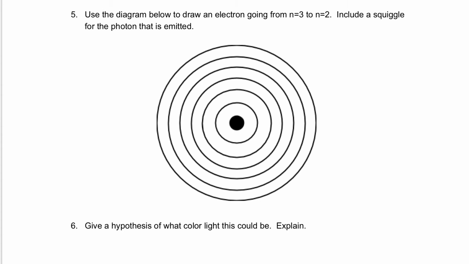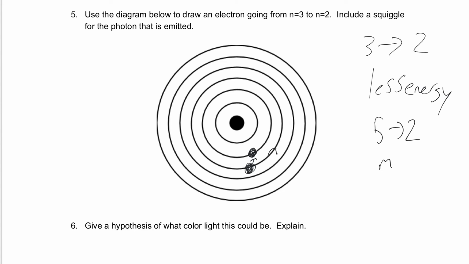And it says use the diagram below to draw an electron going from 3 to 2. That's going to emit a wavelength too. So this one has less energy. So from 3 to 2 is less energy than 5 to 2, which has more energy.